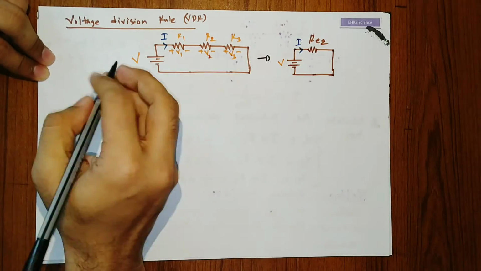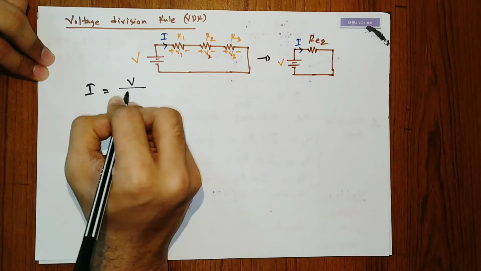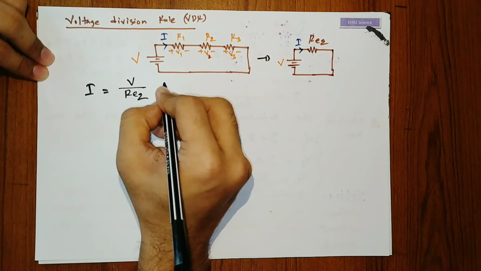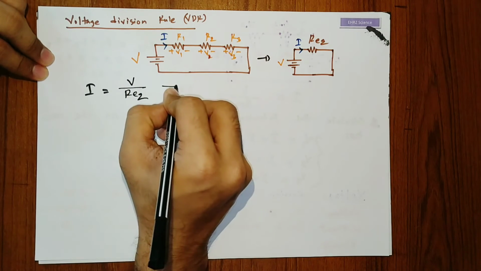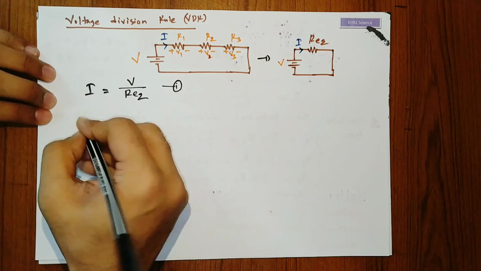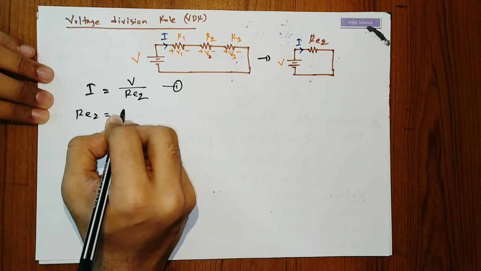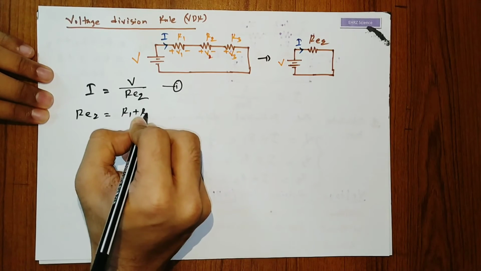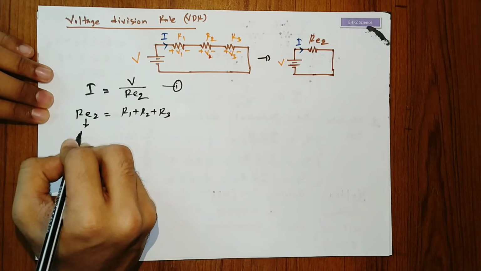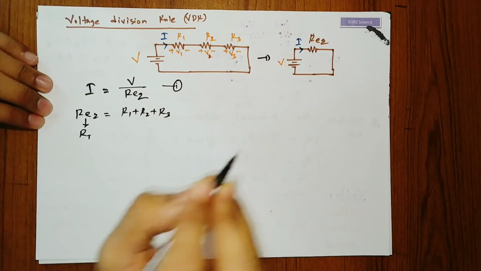Now we all know that I is equal to V divided by R eq. This is our equation 1. And what is R eq? We know that R eq is equal to R1 plus R2 plus R3. You can also write R eq as RT, total resistance in the circuit.